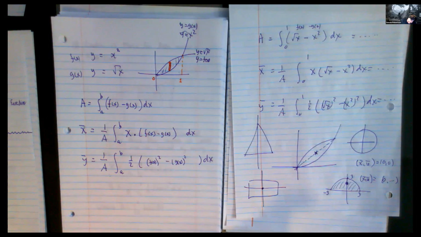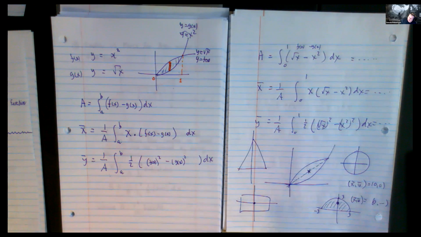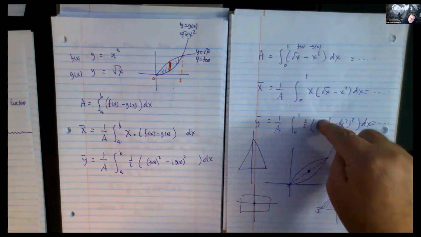So if there's any kind of symmetry, the center of mass will be on the axis of symmetry, right? So a vertical or a horizontal axis of symmetry. X bar will be on the vertical, and if it's got horizontal symmetry, y bar will be on the horizontal symmetry. So you can sometimes reduce your workload by only calculating one.